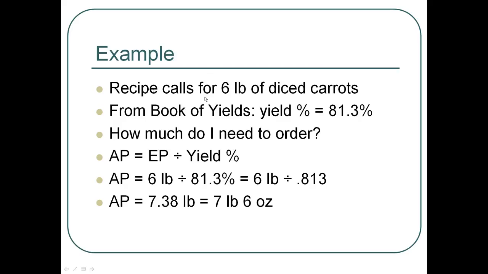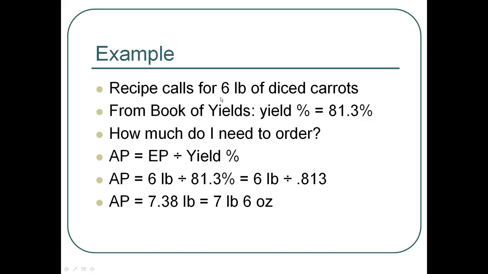So I started out by looking at my recipe. It said I needed 6 pounds of diced carrots. In my mind, I said, okay, diced carrots. If the carrots are already diced, that means they've cut the top and the root off and peeled it, so it's going to be an EP quantity. If I'm trying to figure out how much to order, I need to find the AP, because AP means amount to purchase, and then I just plug it into my equation. AP is EP divided by the yield percentage.